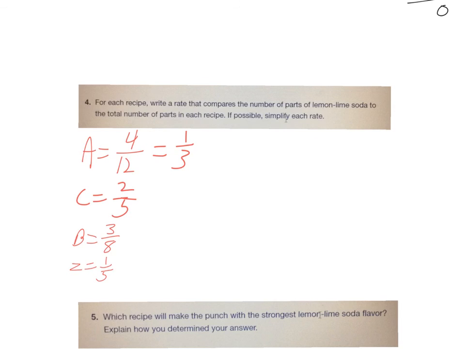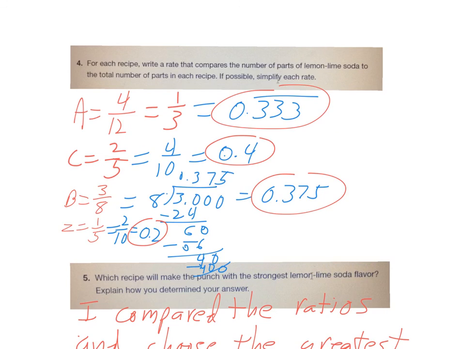So now I just need to order these fractions, and I'm going to do that work right here by converting them into decimals and comparing the decimals, to see which one has the strongest lemon lime flavor. So I've gone through and converted them to decimals, and now I'm comparing, looking for the greatest one. 0.3, 0.4, so this is greatest so far. 0.375, still the 4/10 of Carlos's seems to be the greatest.